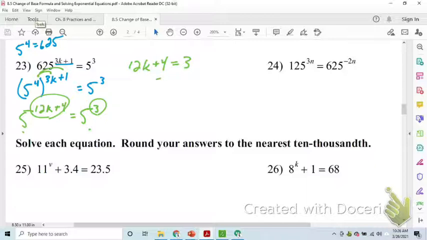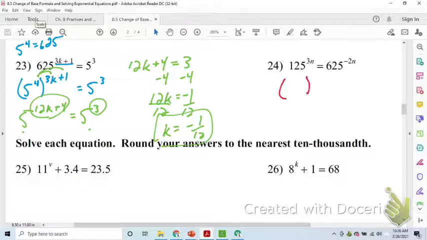So I'm going to subtract 4 from each side. I get 12k is equal to negative 1. I'm then going to divide both sides by 12. I get k is equal to negative 1/12. Okay. Now, this next one's a little bit funkier, though. I do mean that, even though the answer's kind of round.